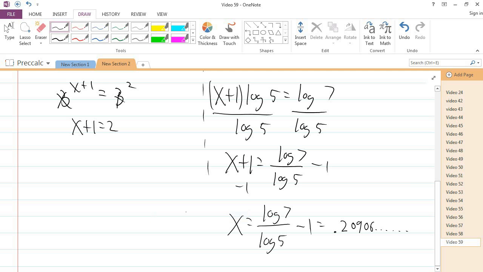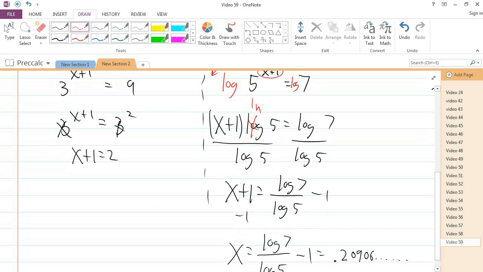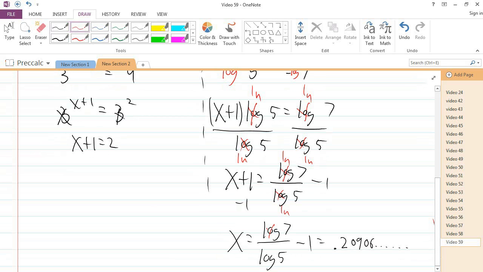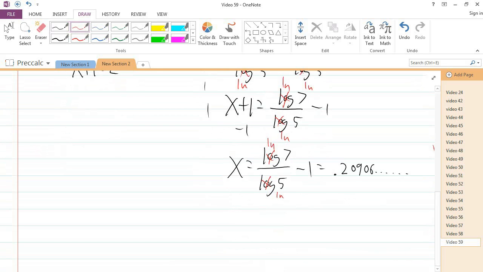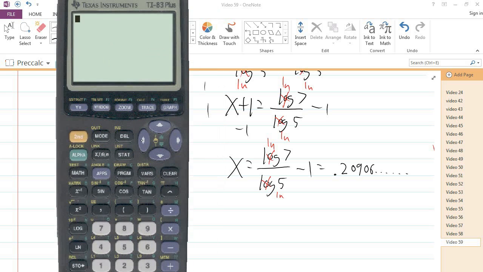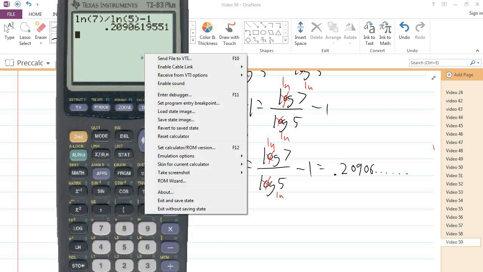Let's look at a different kind of problem. Oh, hey guys, by the way, everything that I did here works exactly the same if I used ln. In fact, let me show you here. If I enter in this exact same equation, but using ln of 7 divided by ln of 5 minus 1, I'm going to get the same answer. Common log, natural log, doesn't matter.